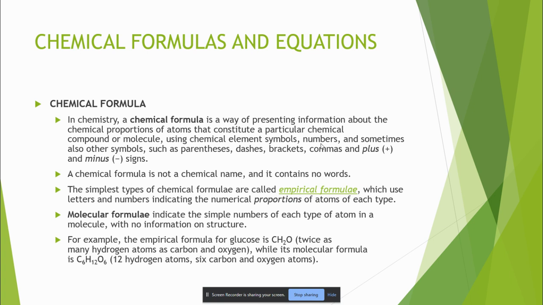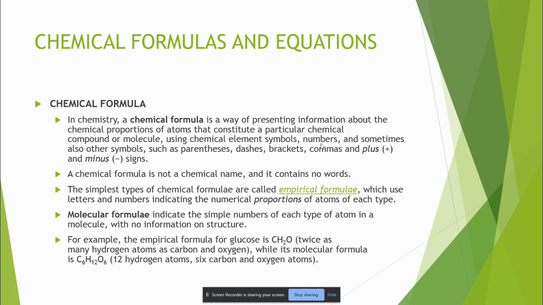While the molecular formula indicates the actual numbers of each type of atom. In the real molecule, in the real compound, how many atoms of each do I have? That's what the molecular formula will give you. So your empirical formula is kind of like the lower form, like when you divide through. We are going to see that. Let me not go too far ahead.